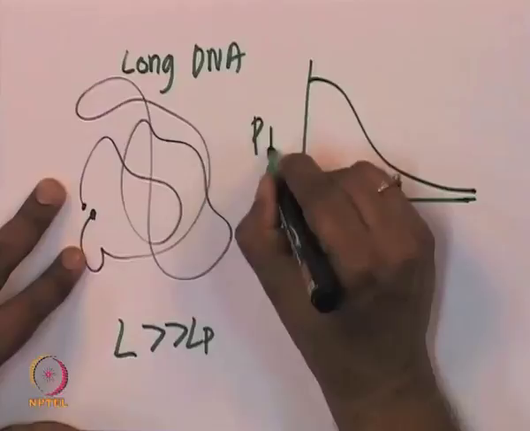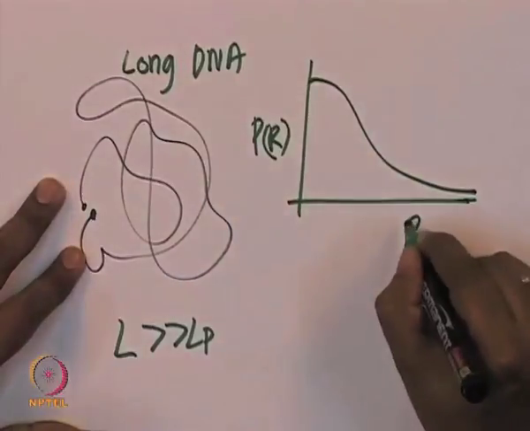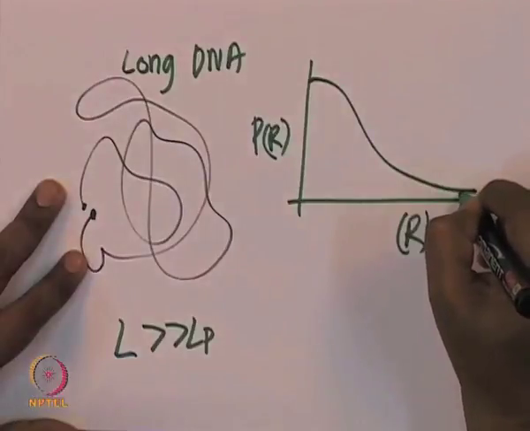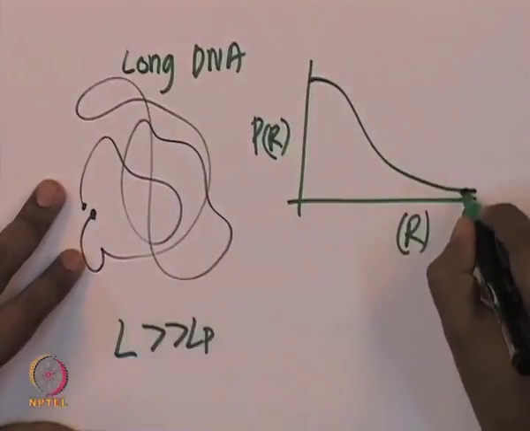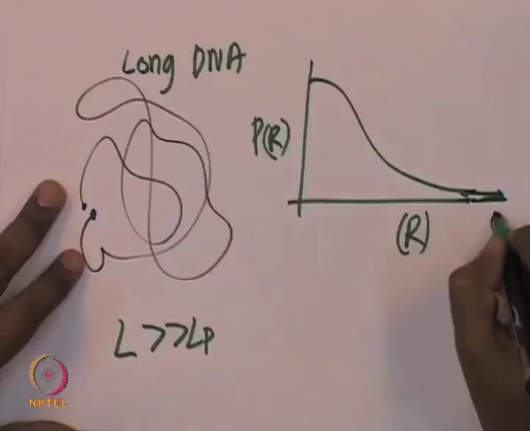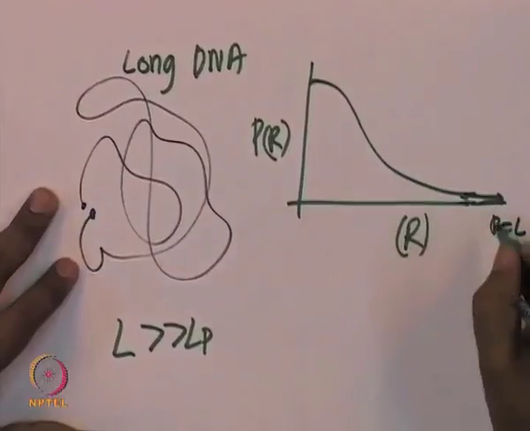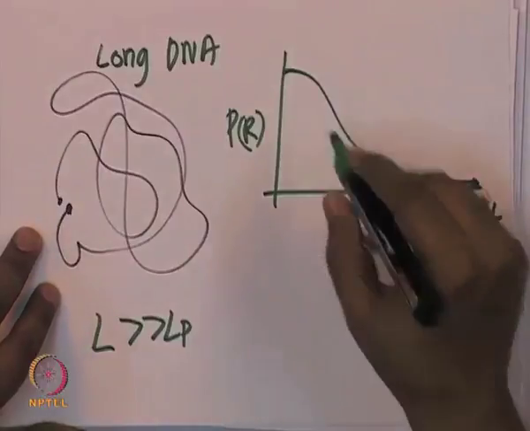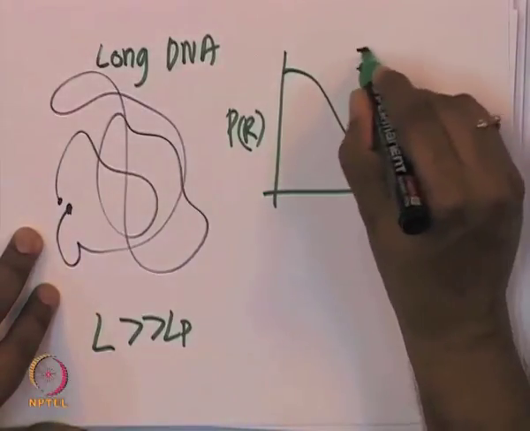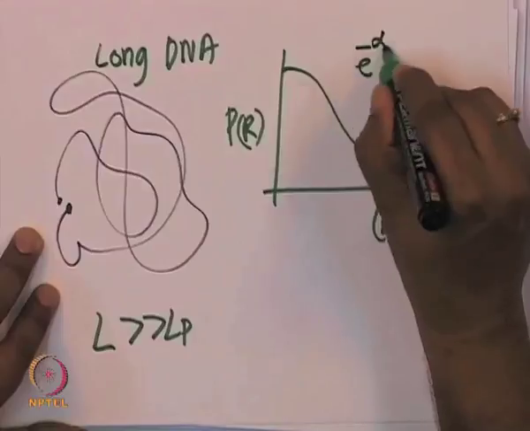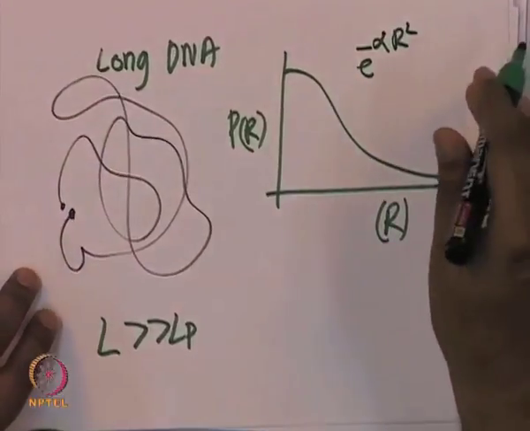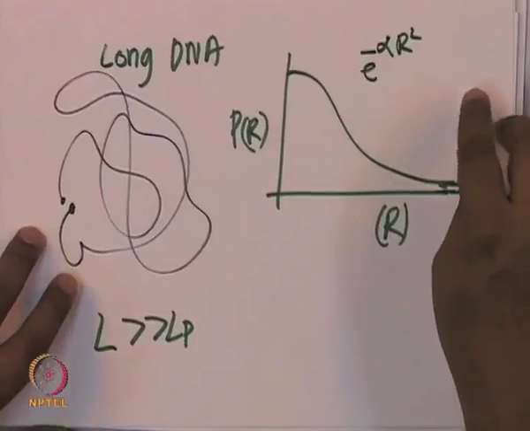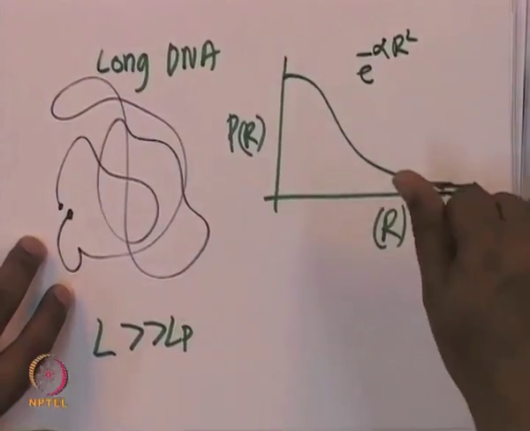This is P of r versus r. The probability that r is 0 is pretty high for very short lengths, and the probability of being completely straight, that is r equal to L, will be very small. For very large r, this will look like a Gaussian function, which will be e to the power minus some constant alpha into r squared. For an intermediate length, you will get something in the middle.